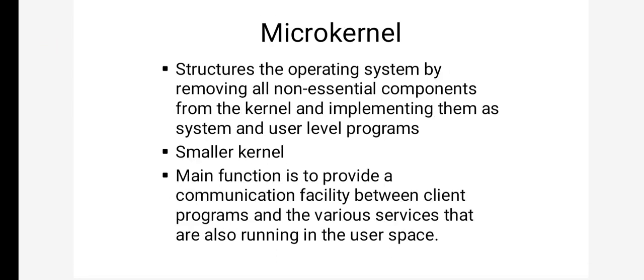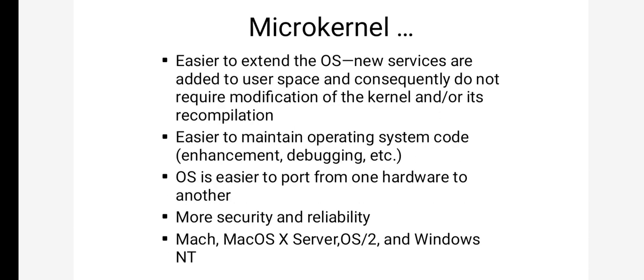Now we shall discuss the microkernel. It structures the operating system by removing all non-essential components from the kernel and implementing them as system and user level programs. Microkernel is basically a smaller kernel. Its main function is to provide the communication facility between the client program and the various servers that are also running in user space. In microkernel, it is easier to extend the operating system; new services are added to user space and consequently do not require modification of the kernel.